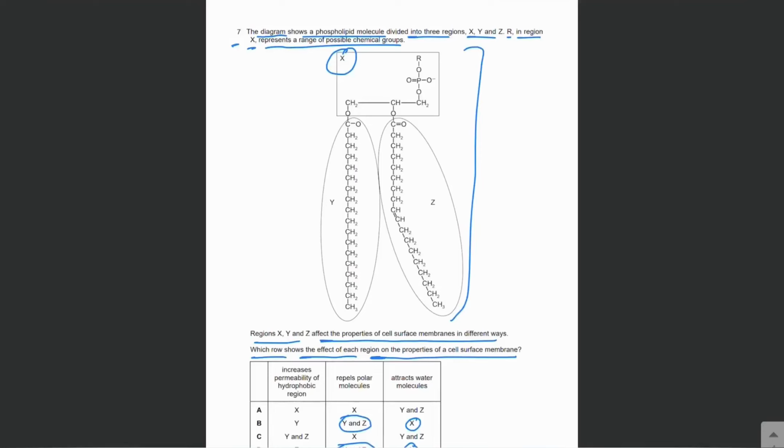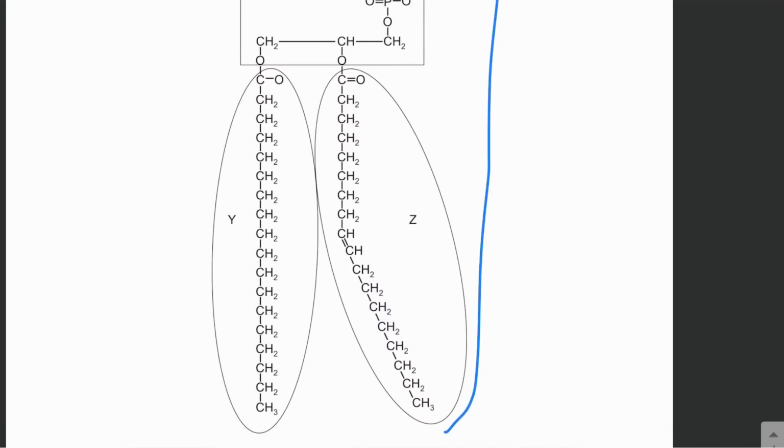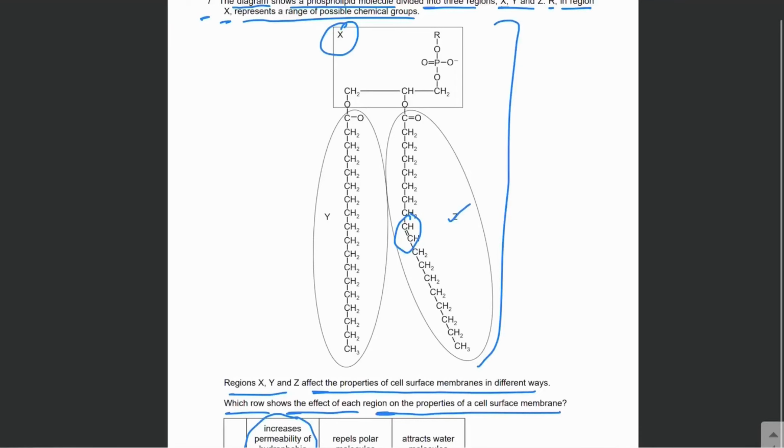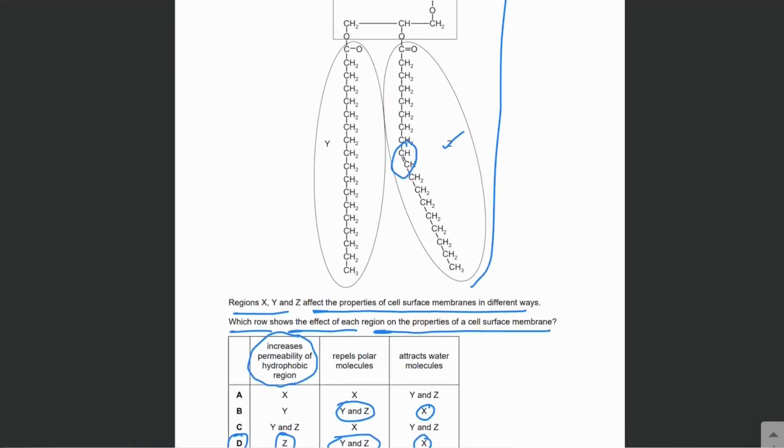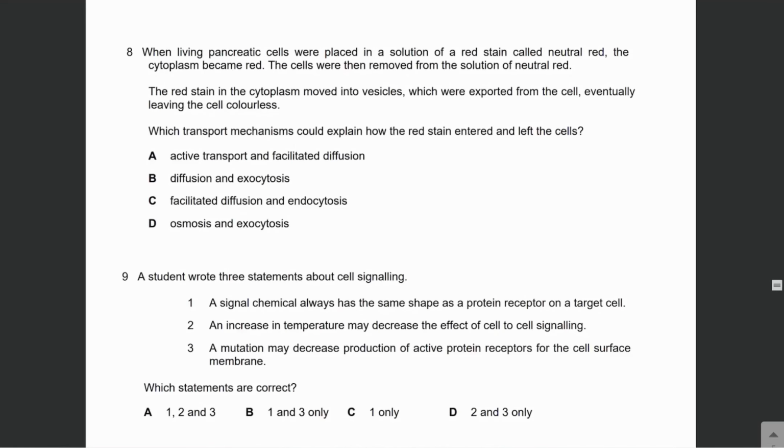And which of the parts increases the permeability of hydrophobic region? So guys, always remember this point, that permeability of hydrophobic region is increased by unsaturated fatty acid, right? So over here we can see there's a double bond, there's a kink, and the unsaturated fatty acids, what they do, that they increase the fluidity and they increase the permeability. So it's Z which increases the permeability of hydrophobic region. The answer is D. Let's move on to MCQ number 8.